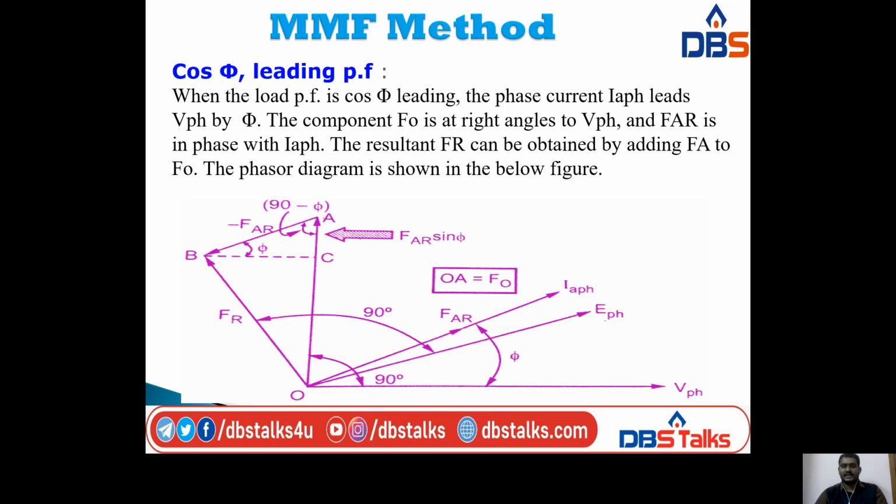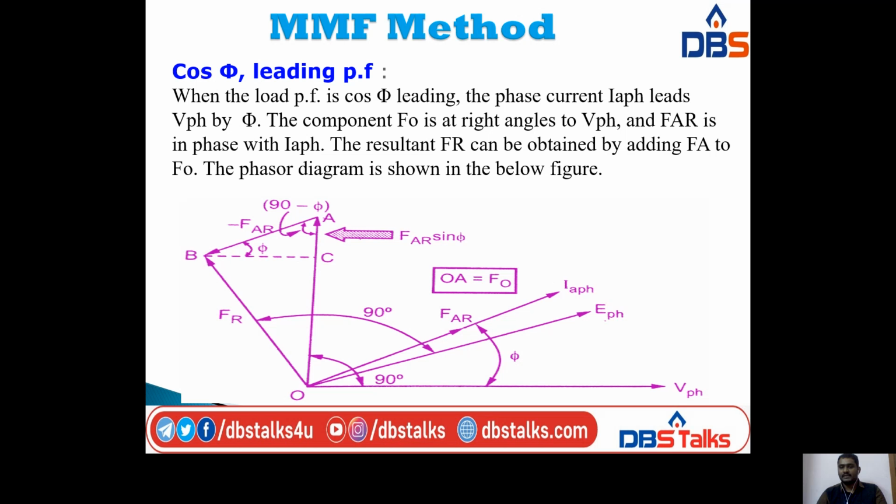Next one is cos phi leading power factor. So here, when the load power factor is cos phi leading, the phase current, that is IA phase, leads the V phase by angle phi. So the component F naught is at right angles to V phase and FAR is in phase with IA phase. If you observe the diagram, you will understand.